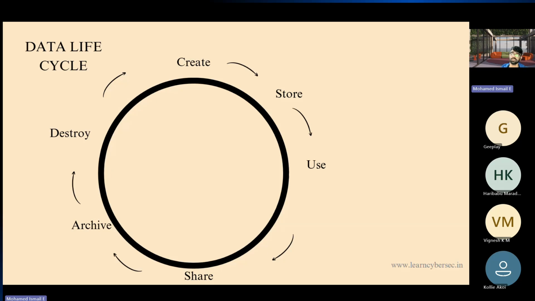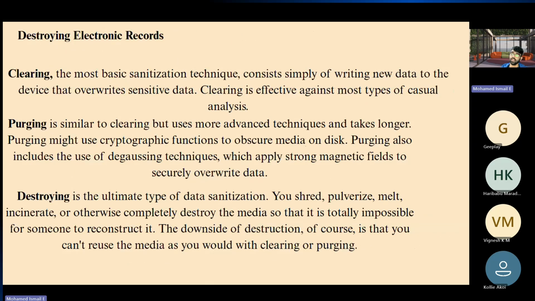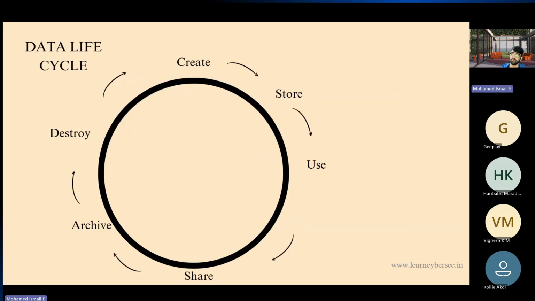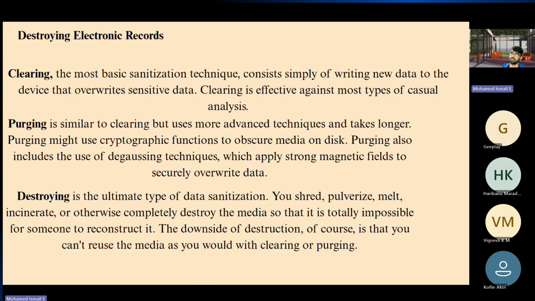So from our exam standpoint, data removal or archiving is a primary area we need to focus on. Destroying electronic records: clearing means the basic sanitization technique that consists simply of writing new data on top of the existing data. For example, you have a 1 TB hard disk with a database on it. Now you keep rewriting new data, which means you are clearing and overwriting. But still, the data records are there. If they use recovery software, anyone can recover the data, right?